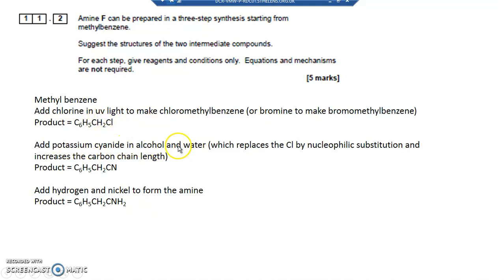You need alcohol and water. Potassium cyanide needs alcohol and water as a solvent in there. So the cyanide then replaces the Cl by nucleophilic substitution. And now I've lengthened that chain.